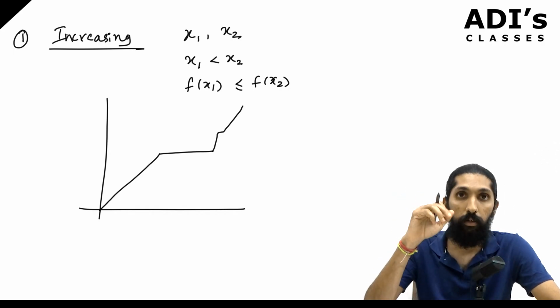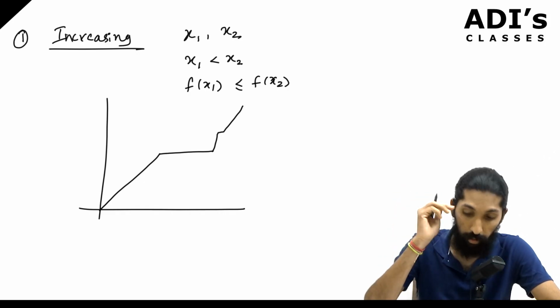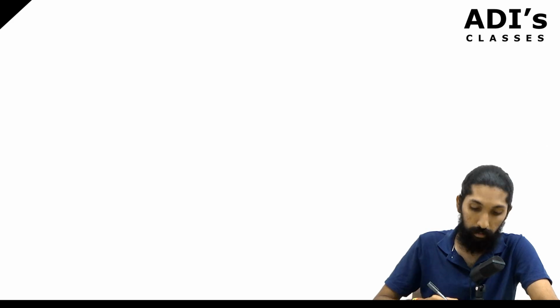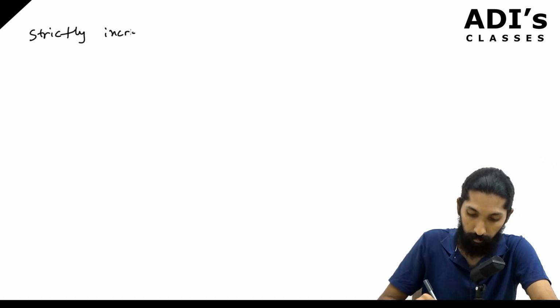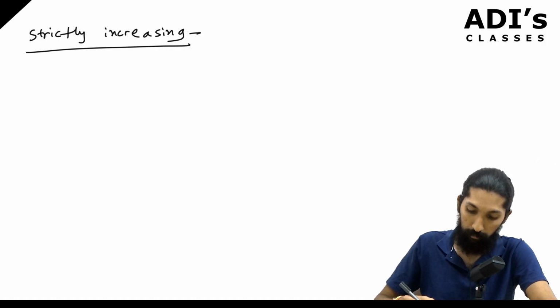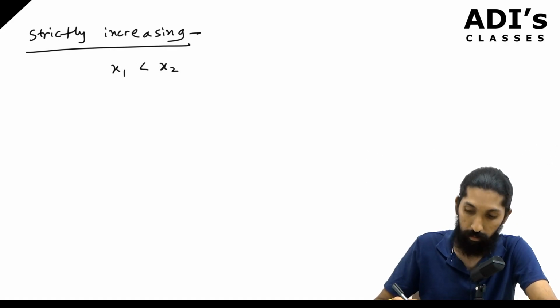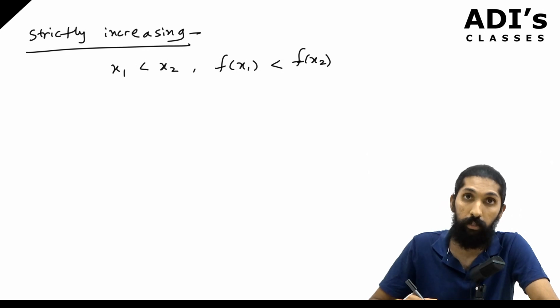Next, in increasing itself, we have one more type, what we call strictly increasing. Okay, let's look into what a strictly increasing function is. When you have strictly increasing, you have x1 less than x2, some value of x1 and x2, and f of x1 is strictly less than f of x2. There is no slack inequality, there is a strict inequality.